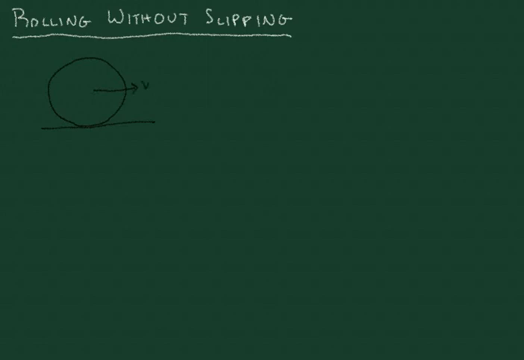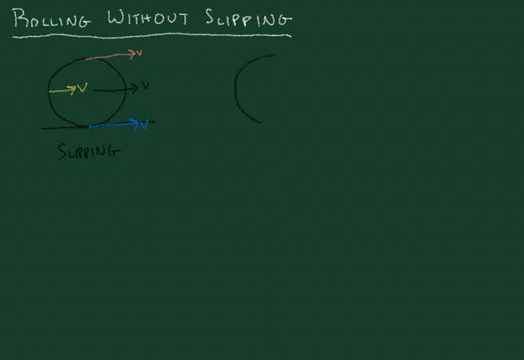Let's say in this case it's slipping, so it's on a frictionless surface. The bottom is going to be moving to the right with the speed v. A point on the top is going to be moving to the right with the speed v. A point on the side is going to be moving to the right with the speed v. Every point on this, because it's a compound object, is going to be moving to the right at the exact same velocity.